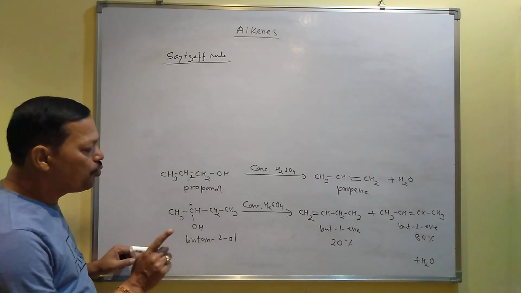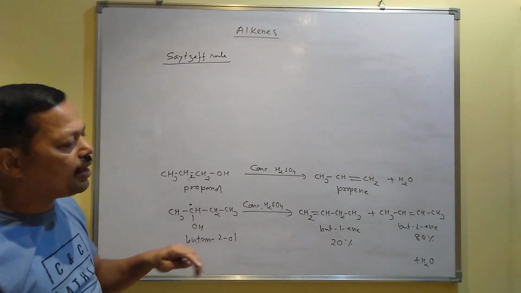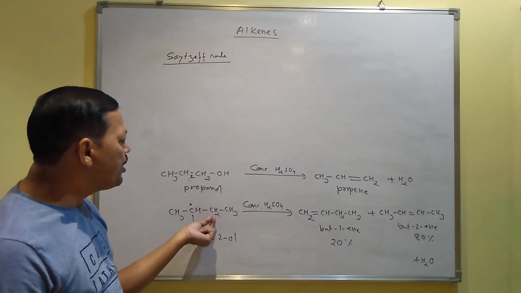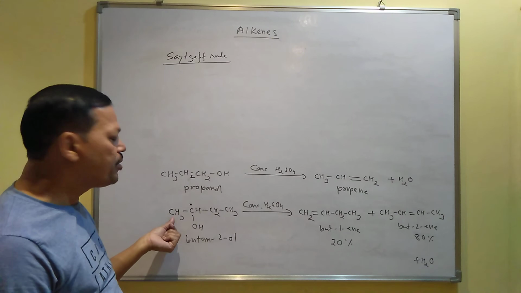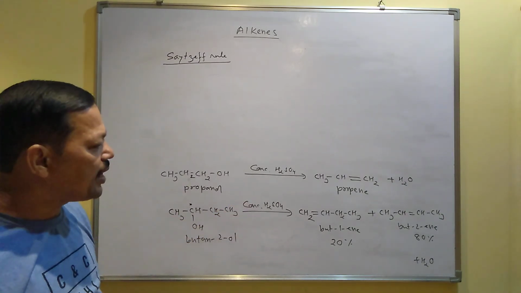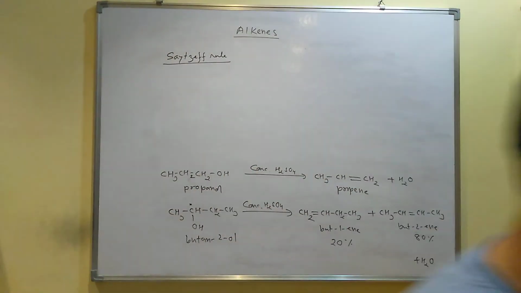So that is why when you do dehydration of butan-2-ol, you will get but-2-ene as the major product. I mean maximum hydrogen will be released from this carbon, not from this, because but-2-ene is more stable according to Saytzeff rule. So this is one method of preparation of alkenes. You can prepare any alkene by doing this reaction.